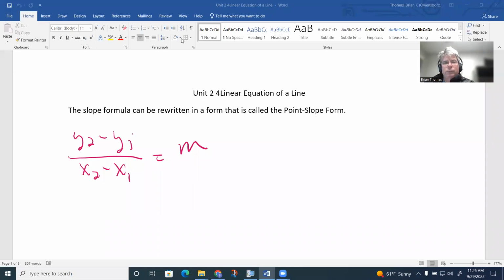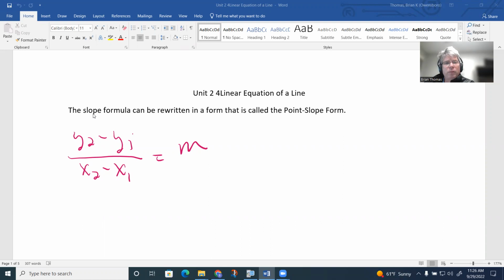So this lesson, we're going to be dealing with Unit 2 again. This is going to be our lesson 4. This is going to work with linear equations of a line. So our goal this time is actually to learn how to write an equation of a line.